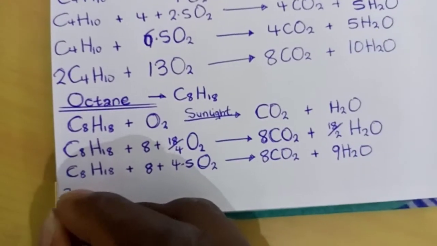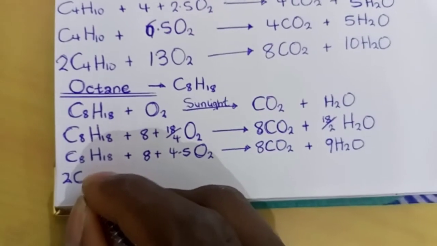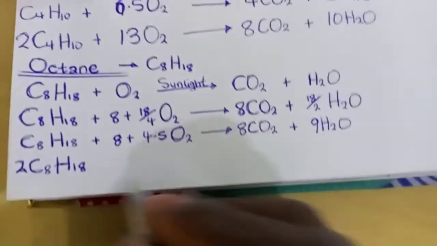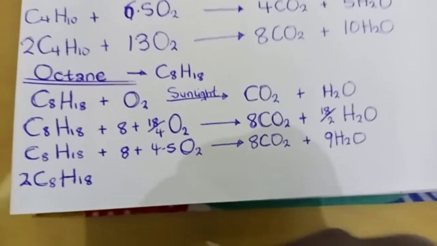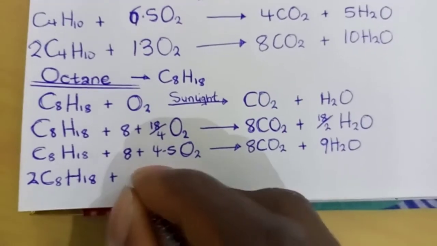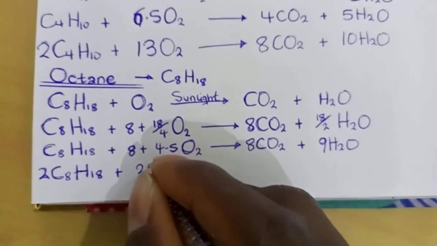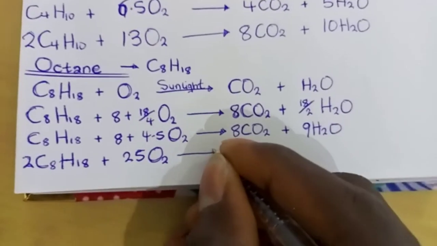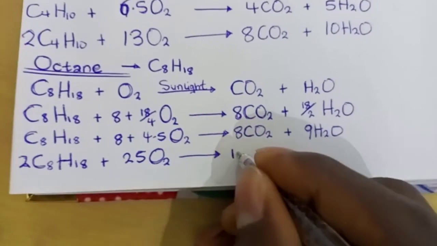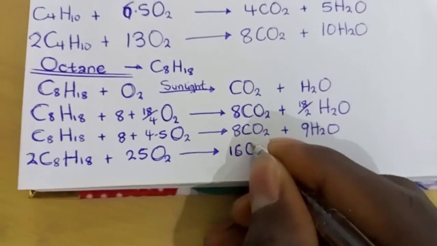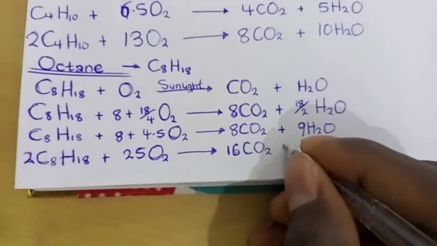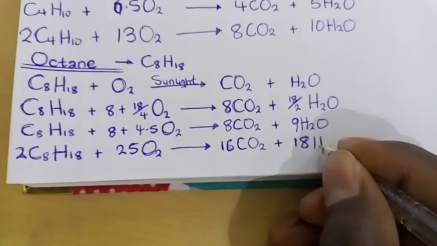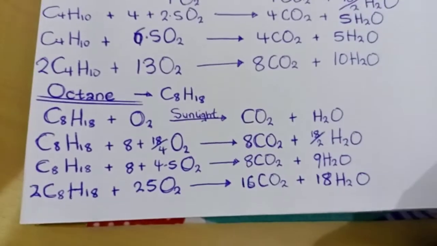That is 2 moles of octane. 8 plus 4.5 will give us 12.5. 12.5 times 2 will give us 25. 25 moles of oxygen. 2 times 8 will give us 16. 16 moles of carbon dioxide. 2 times 9 will give us 18. That's 18 moles of H2O. So the reaction is balanced now.